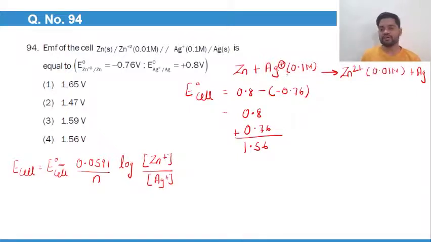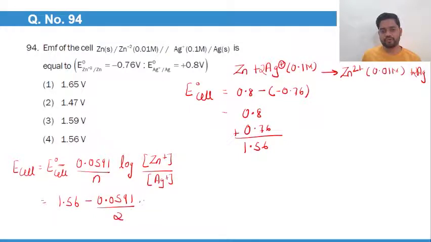Zinc will give 2 electrons. To balance for 2 electrons, this will take 2 electrons, so this will be multiplied by 2 and this will be multiplied by 2. Clear? Got it.